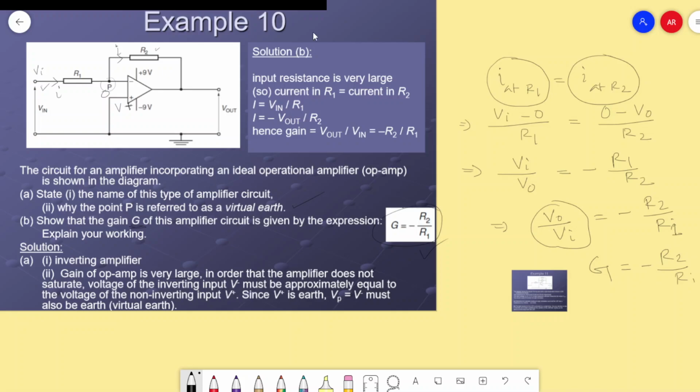Example 10. This is the question from the past year. Do we have any doubts on it? So let us see the last slide for today.